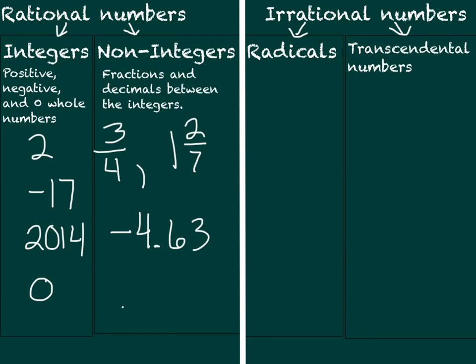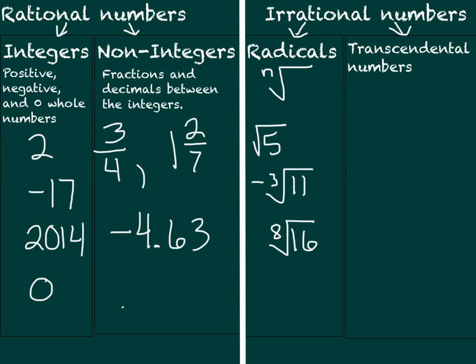We're also going to take our irrational numbers and break them into two groups, and those are going to be radicals and transcendental numbers. Radicals, you know what a radical symbol looks like? It can be a square root, a cube root, a fourth root, a fifth root, so we'll put a little n here. Any root. That could be the square root of 5, the negative cube root of 11, or the 8th root of 16. Anything that is under a radical symbol that doesn't reduce down to a whole number.